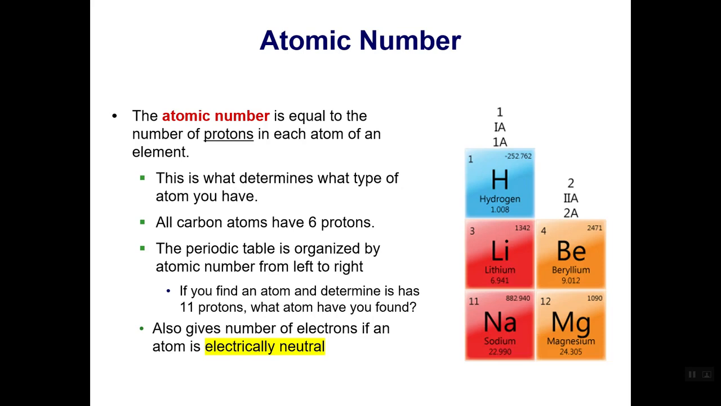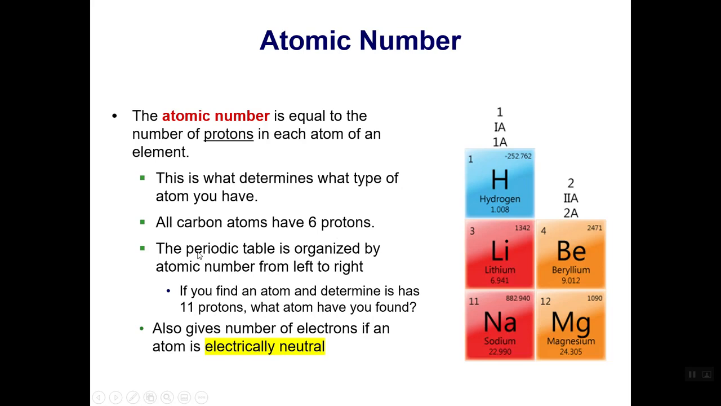Okay. This is the number that's going to determine what kind of atom you have. So if I find an atom and I run tests on it to see what kind of atom it is, and I find that it has 12 protons, then I know that that atom must be magnesium, because all magnesium atoms have 12 protons. All carbon atoms have 6 protons. Go back and look at your periodic table.